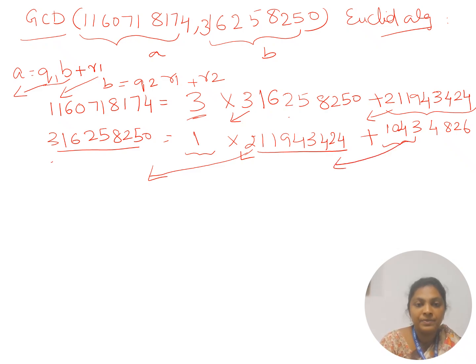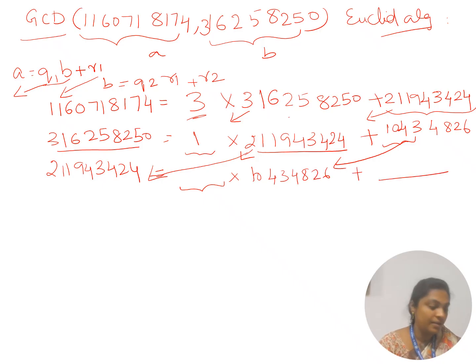This is how it will happen. So 211943424 is equal to the quotient into the remainder will come here, previous remainder will come here, 434826 plus the new remainder will come here, and the quotient is 2 and the new remainder is 3313772. Okay, this is how, since we have a remainder now, we need to proceed until we get the remainder as 0. That's the concept.